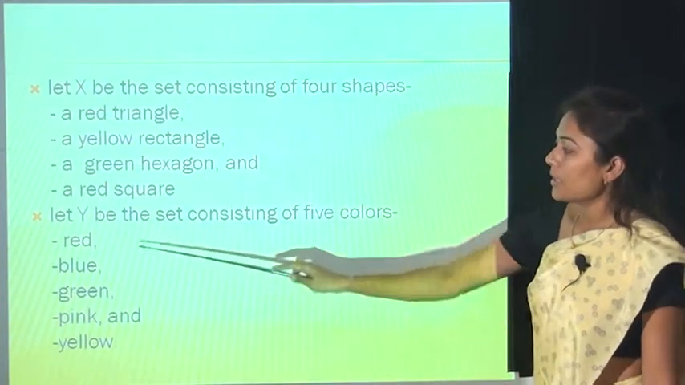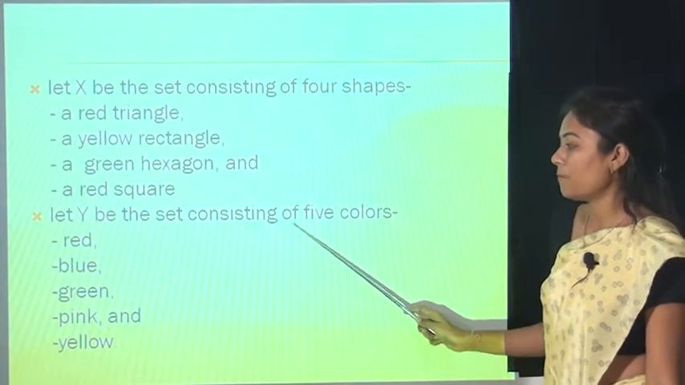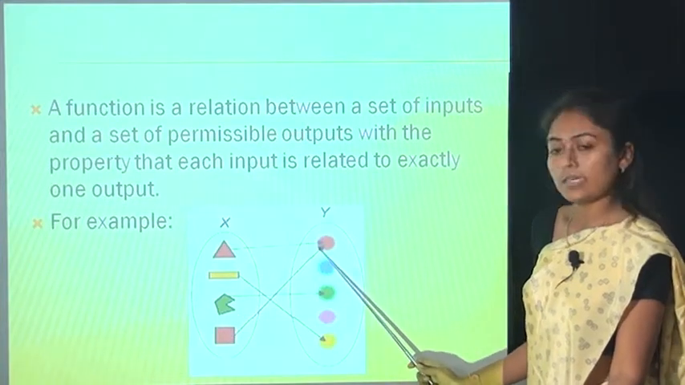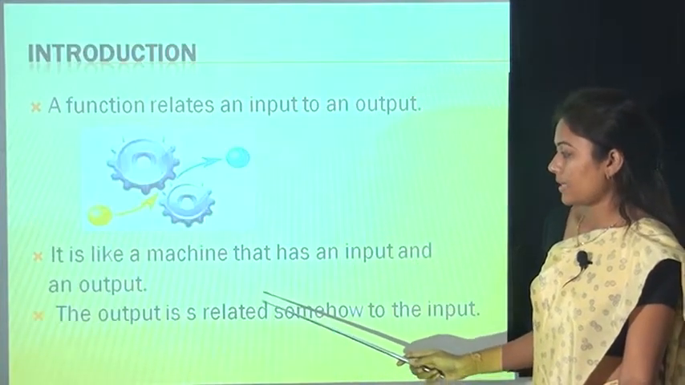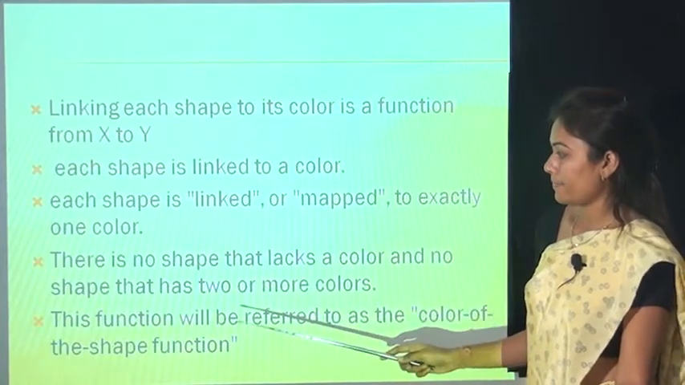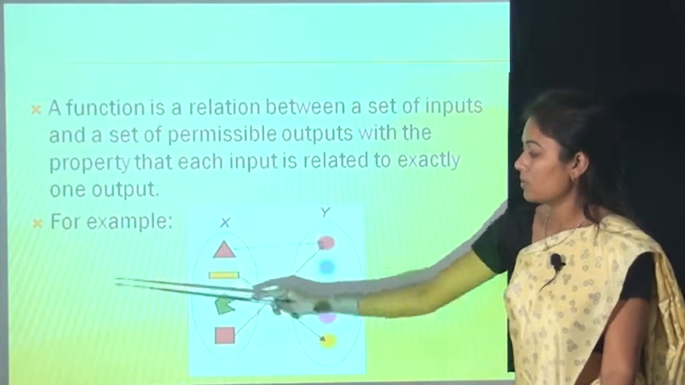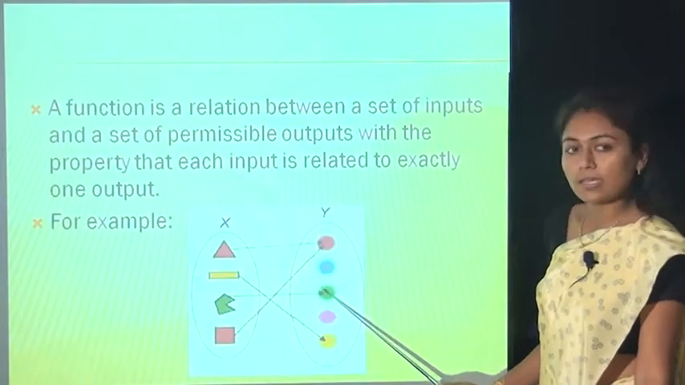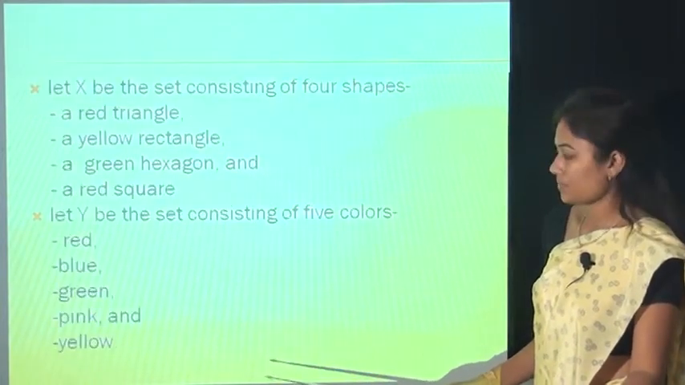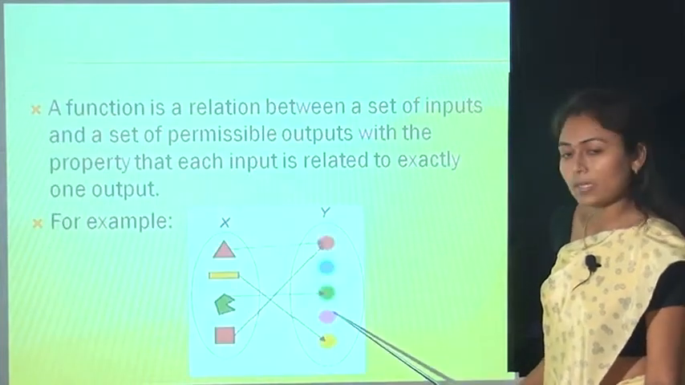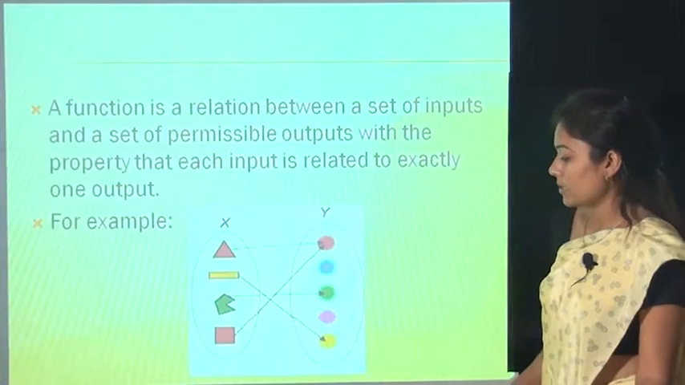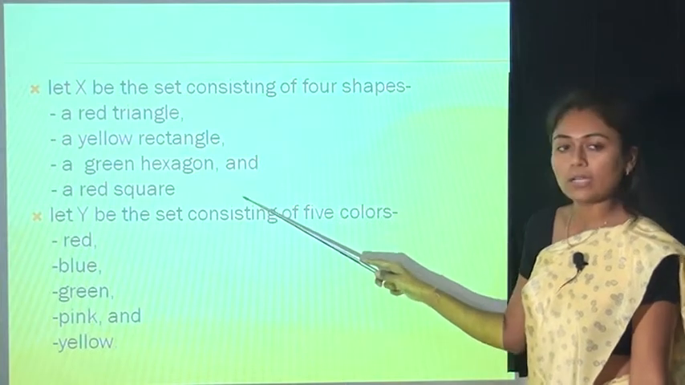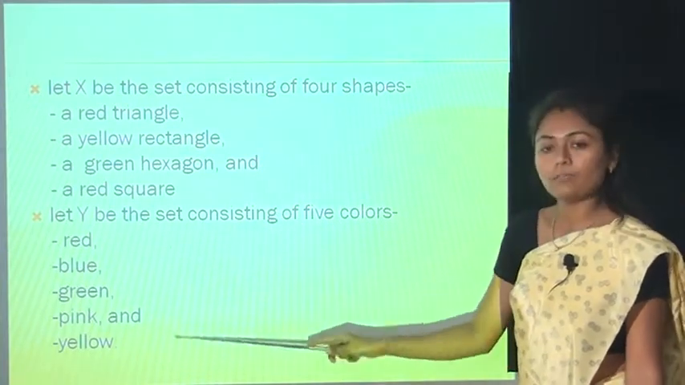Now let Y be the set consisting of five colors. First is red. Here there is a red. Second, blue. You can see here second is a blue. Third, green. You can see here there is a third green. Fourth, pink. You can see here pink, and last, yellow. You can see here yellow. That means you have two sets: set X containing these four elements, and second set Y which contains five elements.